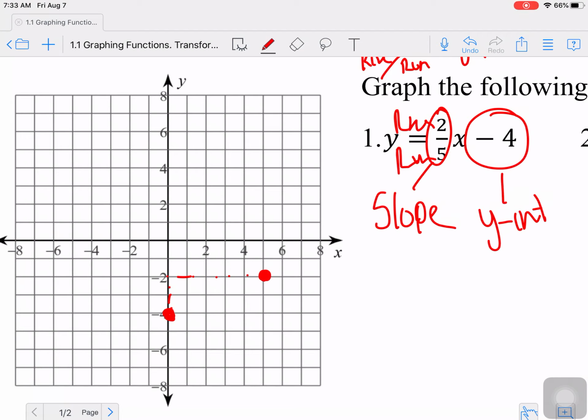If you want to be more accurate in terms of your drawing, you can also make another point. I see that there's no more space on the right side, but I can do it on the left side. So if you want to do it on the left side, make sure that you do the opposite of what you did. So instead of going up 2, you're going to go down 2, and instead of going 5 to the right, you're going to go 5 to the left. And there's your third point. Usually all you need is 2 points to be able to graph anything, but the more accurate, the better. So connect the dots, and there you go. There's your first function.